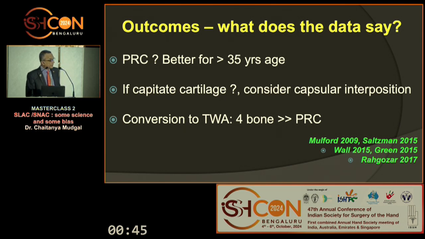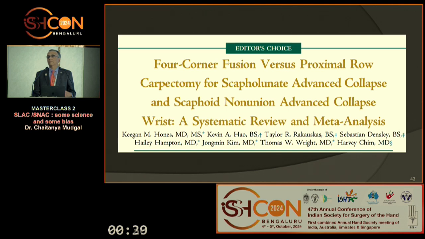We've also been taught that if the capitate cartilage is no good, then don't do a PRC, do a four-bone. Maybe not. Maybe consider capsular interposition. No matter what, total wrist arthrodesis conversion is much higher in four-bone. Am I saying that just because I've reviewed the data? Well, don't take my word for it.